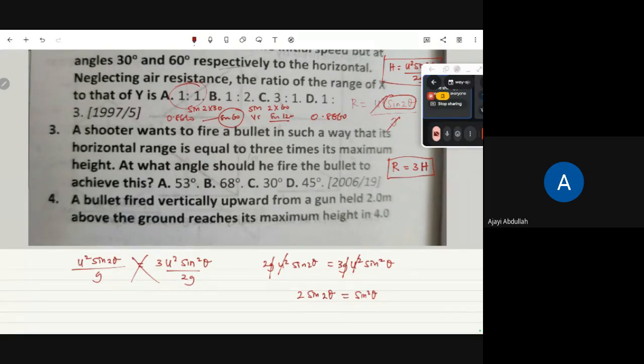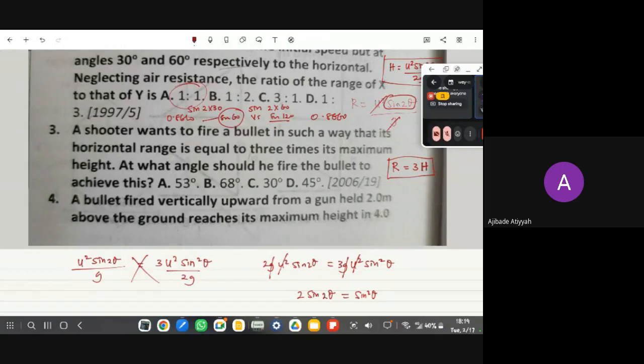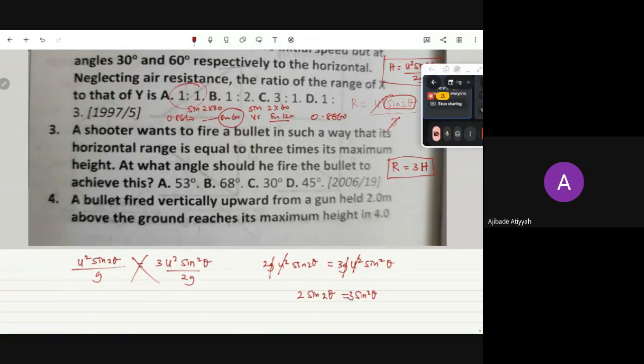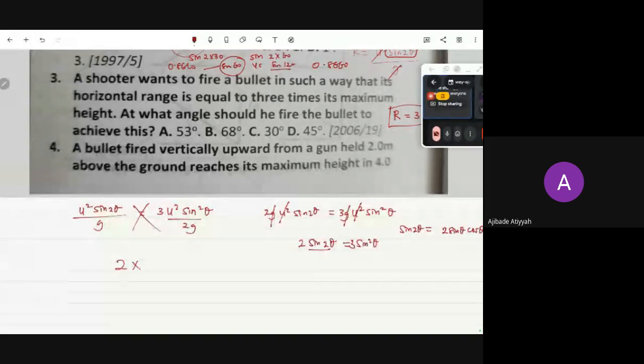Now, if you are a very good student and you know how this sine 2 theta came about, there's something called double angle in further mathematics. It's not math, so it's in further maths. You see this sine 2 theta? It's the same thing as 2 sine theta cos theta. So I will change it to this: 4 sine theta cos theta equals 3 sine squared theta. So now sine theta can cancel one of this square. So we have 4 cos theta equals 3 sine theta.